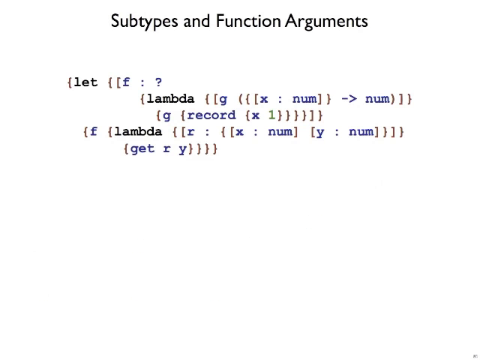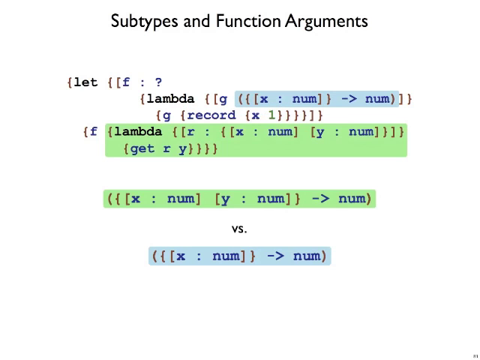We can put that in code again. Here's the function f that takes a function g, and this time g takes a record and returns a number. So we'll call g with a record that has an x field. If I try to provide a function that wants a record that has an x and a y field, it might try to get the y field out. If we were allowed to pass this in for g, g would send it a record with only an x field, we would get a field not found error.